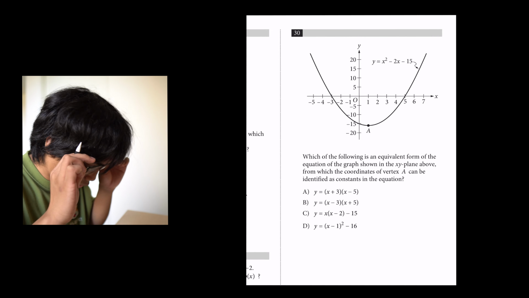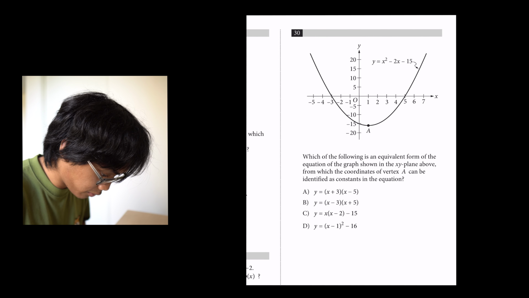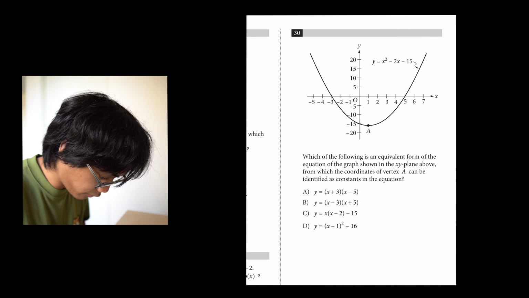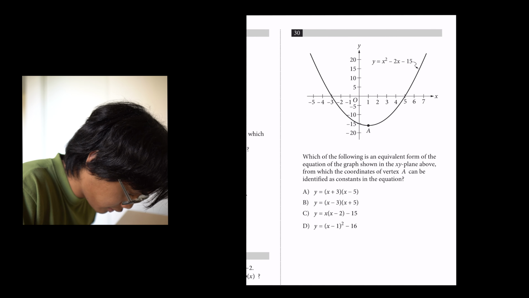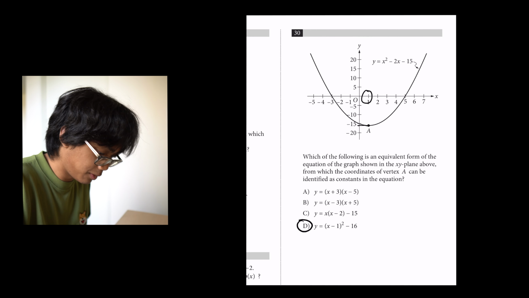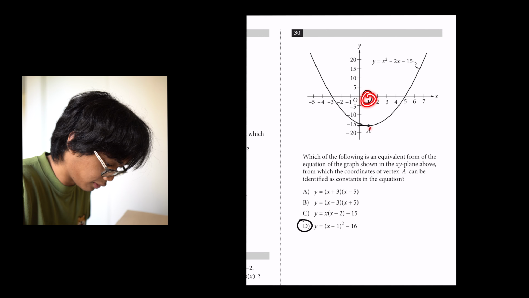Hopefully that's correct. Which of the following is an equivalent form of the equation of the graph in the xy-plane above, from which the coordinates of vertex A can be identified as a constant in the equation? Vertex A is at 1, so it's going to be D. And that's because we have this 1 here and this 16 here, 1 and 16.